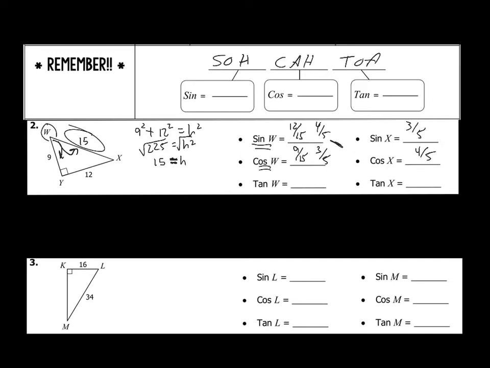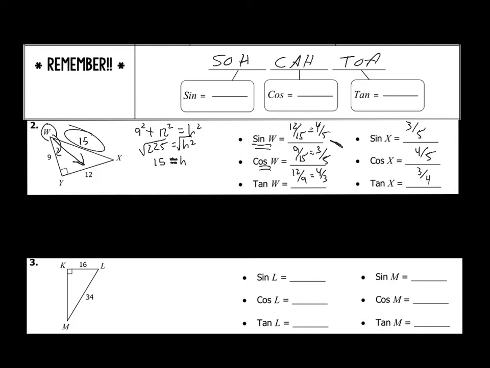And the tangent of W is going to be the opposite over adjacent. So it's going to be 12 over 9, again, both divisible by 3, so that's 4/3. So then the tangent of x is the reciprocal of the tangent of W, so that's going to be 3/4. And there you have it.